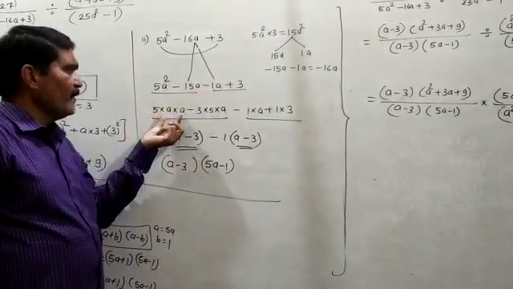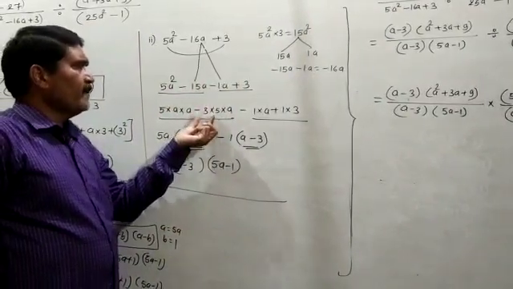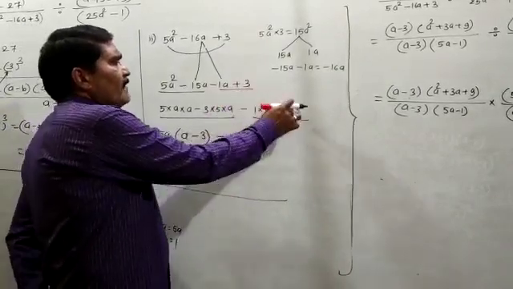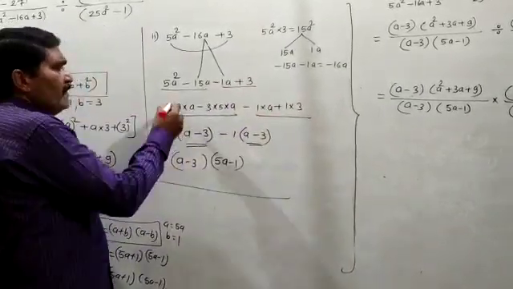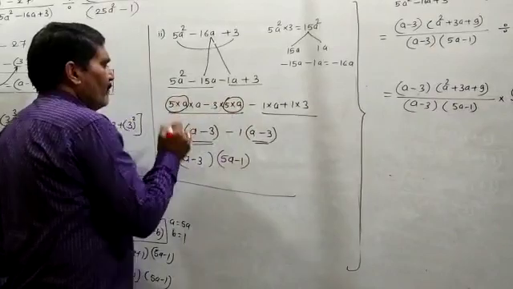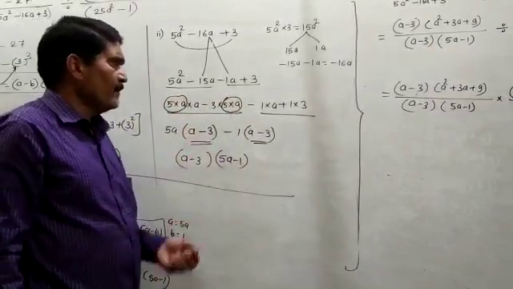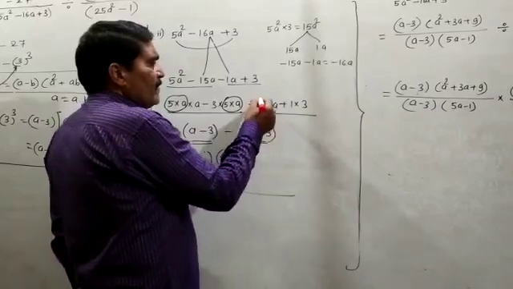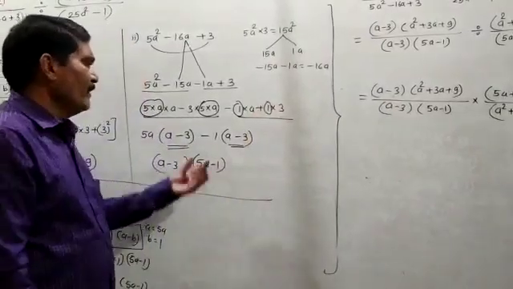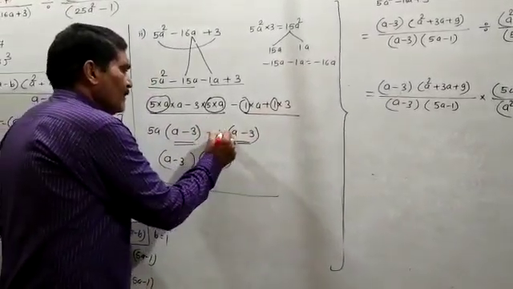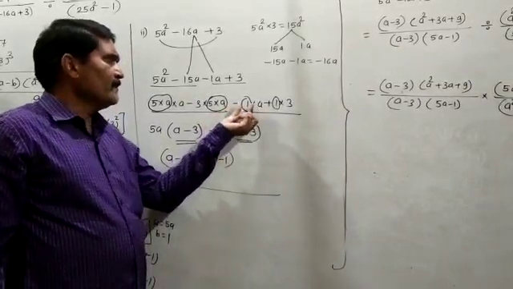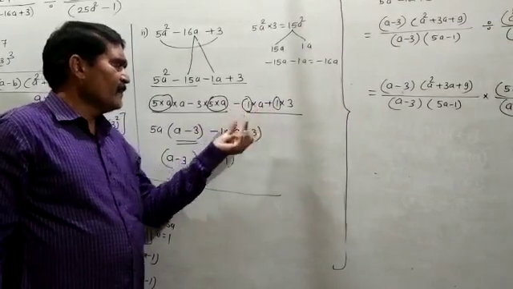Write the first two terms in product form. 5a square you will write as 5 into a into a. 15a you will write as 3 into 5 into a. This 1a you will write as 1 into a, and this 3 as 1 into 3. Within the first two terms take out 5a common, and a minus 3 remains in the bracket. From the last two terms, 1 is common, so take out 1 common. Take out the minus sign common as well, so the sign plus becomes minus and this becomes a minus 3.